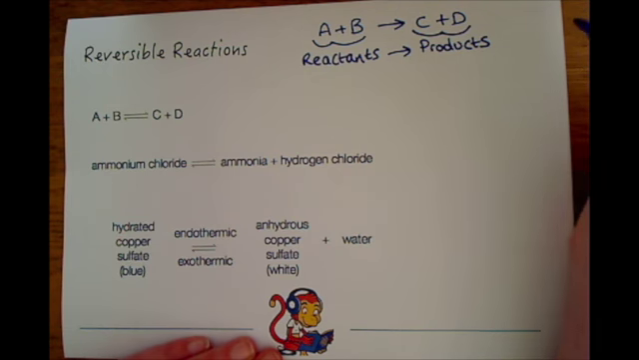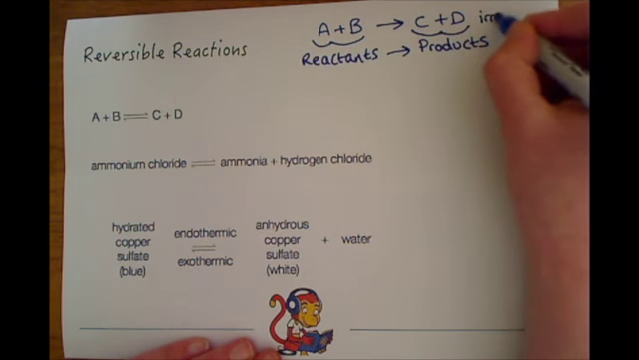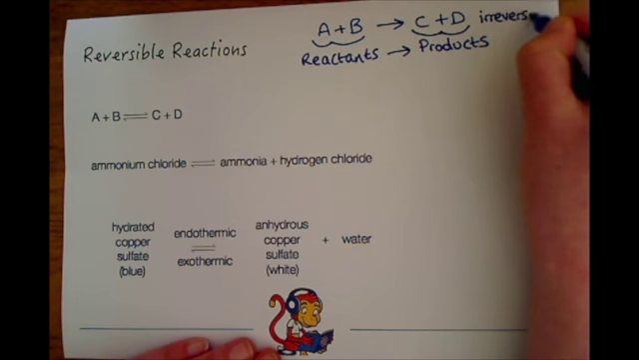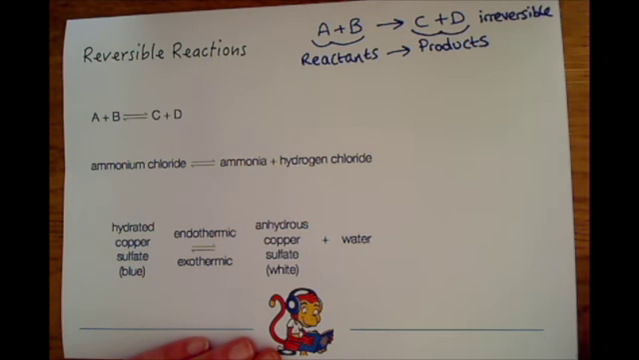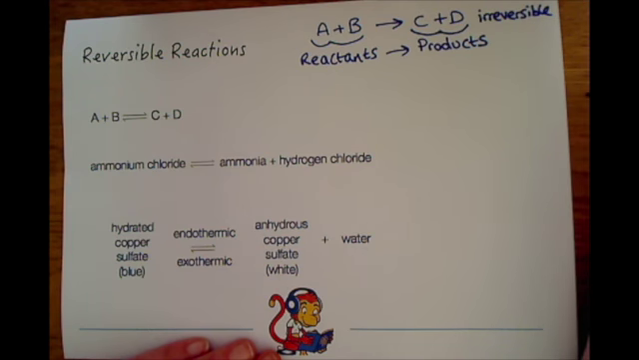And normally reactions are irreversible. That means you can't change them. For example, if you burned a piece of wood, you would not be able to reverse that reaction so that you get the piece of wood back. That piece of wood will be gone forever. And most reactions that we see are irreversible.